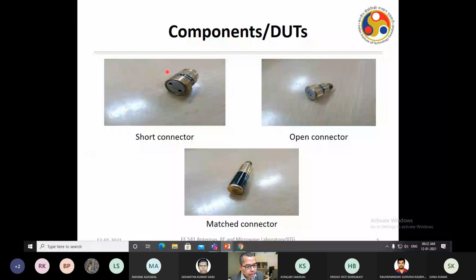So this is a short connector, this is an open connector, this is a match connector. The match connector is marked with an M here. You can see that the short and open connectors look totally different here. So you have to know which one is short, which one is open, which one is match connector.